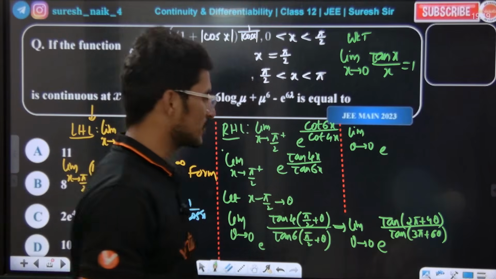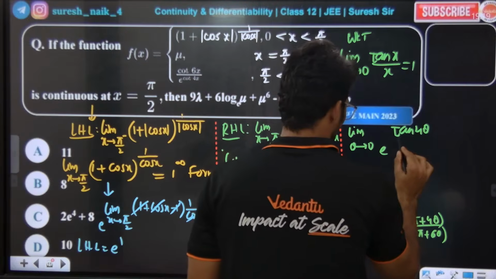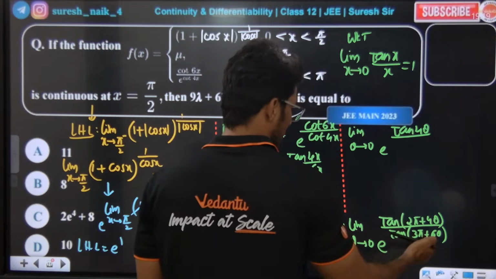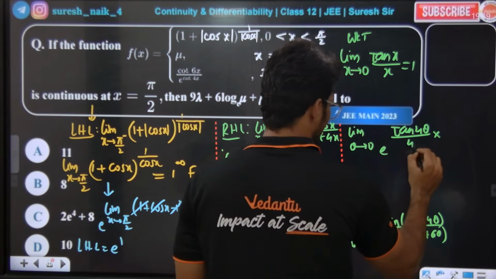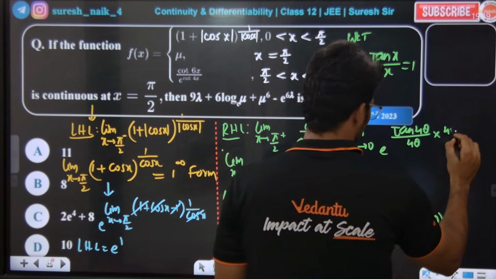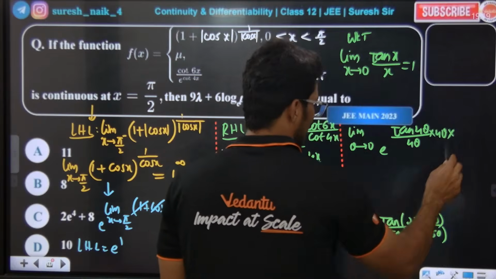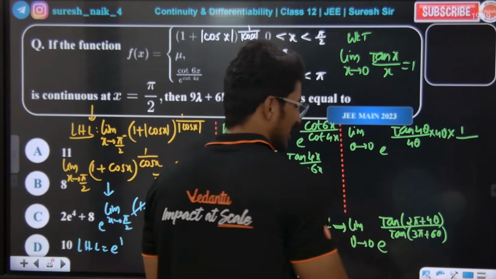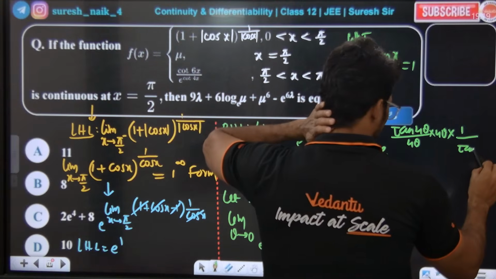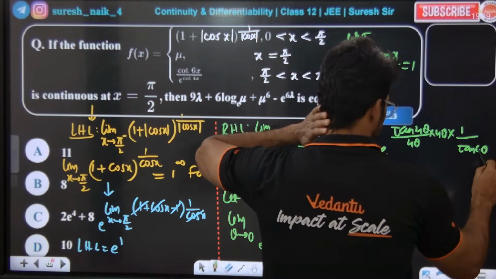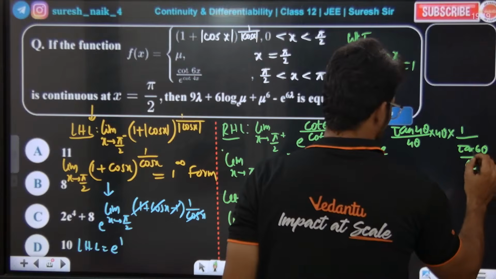Tan 2 pi plus 4 theta is in the first quadrant, so it is tan 4 theta, divided by what? We'll multiply with 4 theta and divide with 4 theta. Correct or not? Now below, 3 pi plus 6 theta means tan 6 theta only. So tan 6 theta as it is. Here I'm multiplying with 6 theta and dividing with 6 theta.